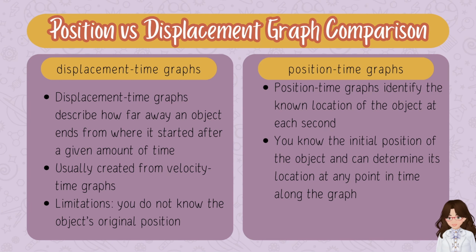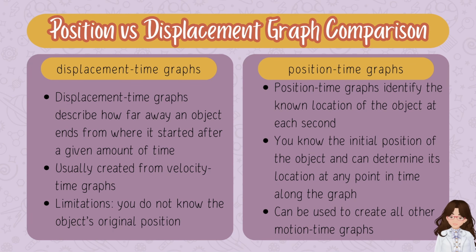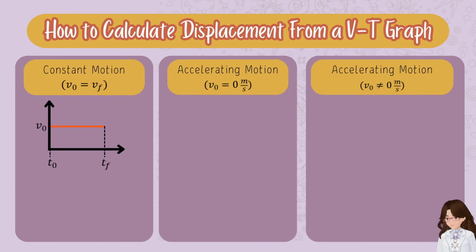In comparison, displacement time graphs are kind of limited because the reality is it'll tell you how far away the object moved from where it started, but the key thing that it doesn't tell you is where you actually started. In comparison, position time graphs provide all that information and they can be used to create all of their motion time graphs. So they just provide us with a little bit more.